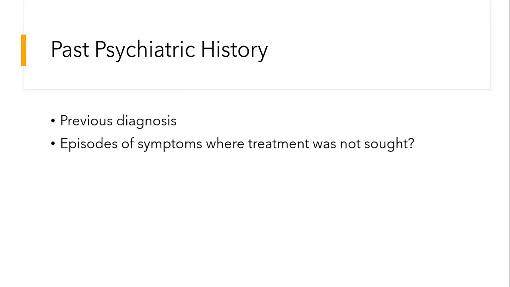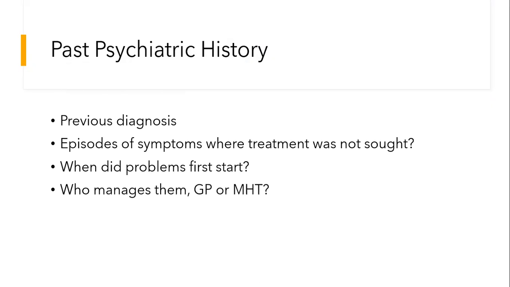Have there been any episodes of symptoms where treatment was not sought? Not everybody will seek treatment for their mental health condition or their mental health symptoms, and this could be due to shame or stigma or other barriers. There may be episodes of symptoms suggestive of clinical depression or hypomania in their past psychiatric history, and this could be very relevant now. When did their mental health problems first start? Was it in their teens? Was it in their early 20s? Was it in their early 50s?